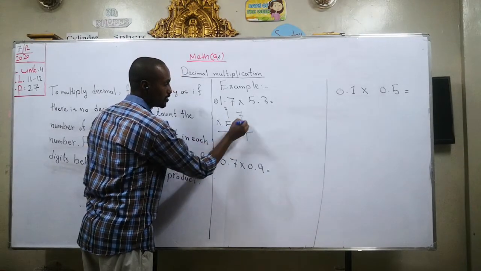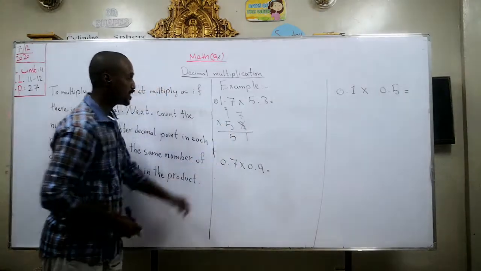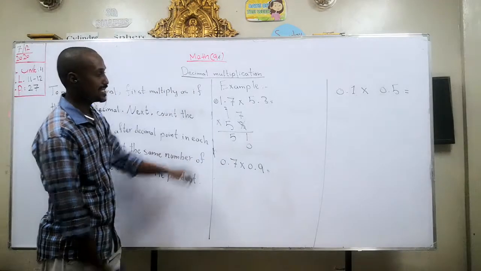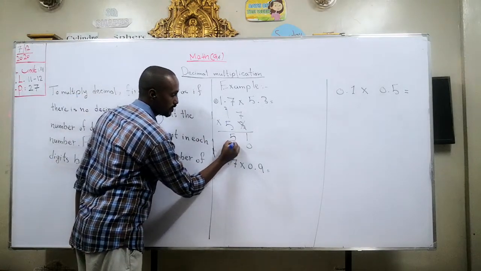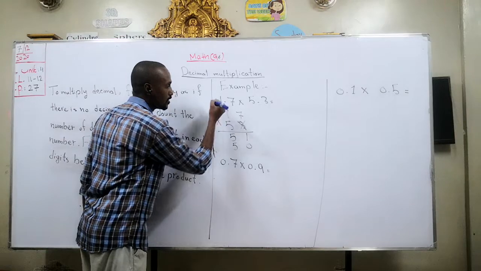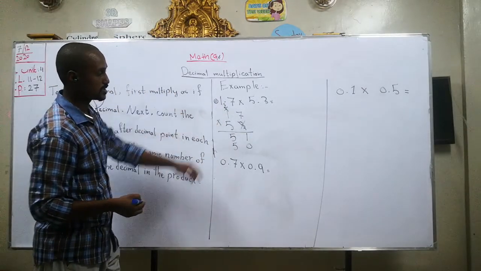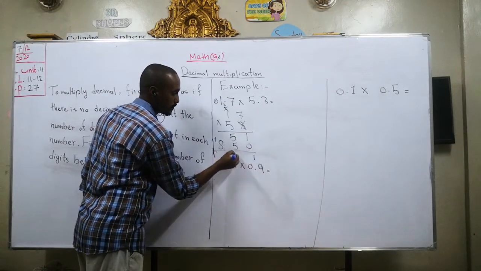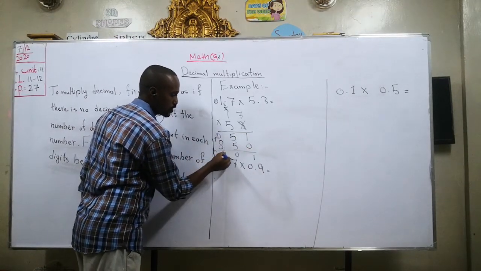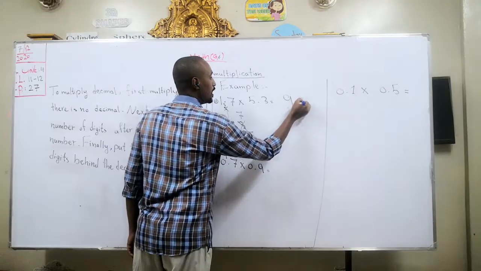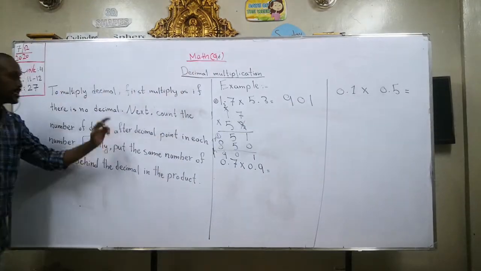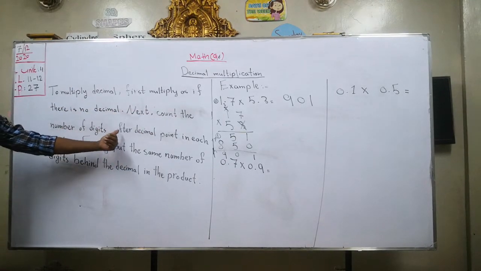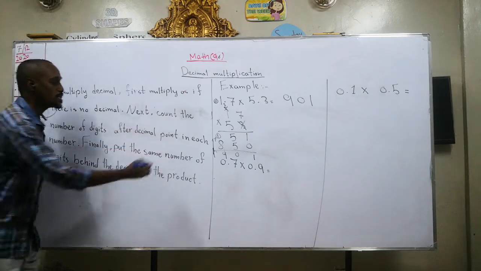Then when we go to the 5, we put the place value of 5 tens, so we're going to put 0 to keep the place, then you start multiplication. 5 times 7, 35, write 5 and carry 3. 5 times 1, 5 plus 3, 8. Then we're going to add it. 1, 10, 9. So the answer is 901.